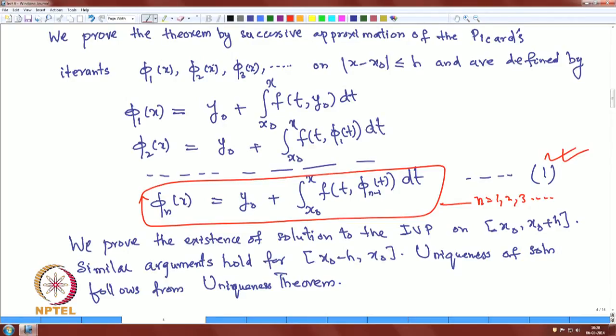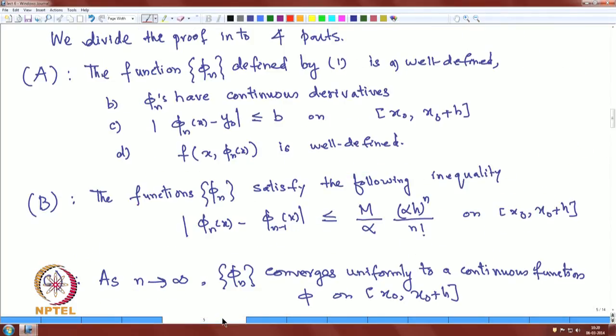The main idea of the proof is we prove that this sequence of functions converges uniformly to a function phi in the interval x0, x0 plus h, and then we show that that limit function is a solution to the initial value problem. And by the uniqueness theorem, which we have already proved, where we used a Lipschitz condition, the solution is unique. The limit function is a solution and the solution is unique.